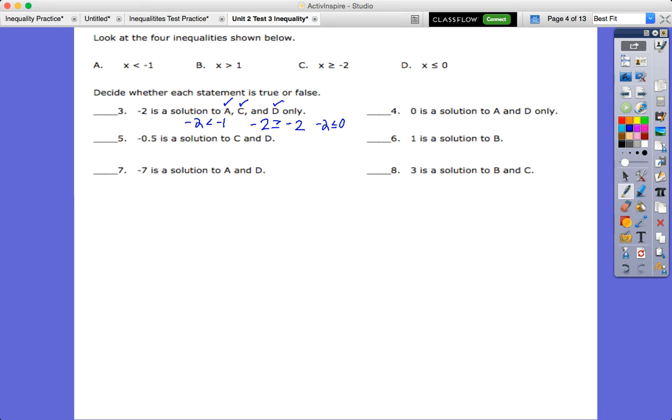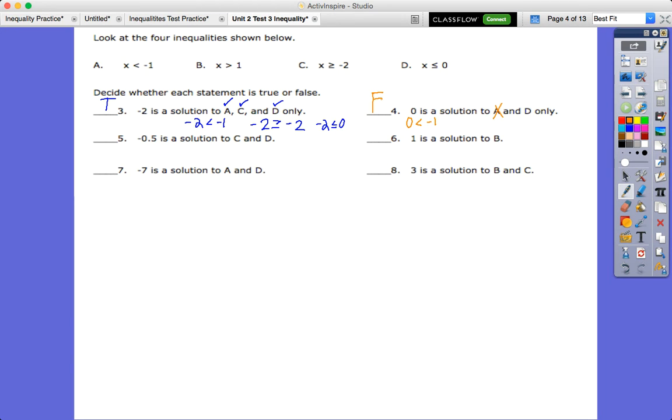So number 3 is true. Let's look at number 4. It says 0 is a solution to A and D only. So let's look at A. We'll say 0 is less than negative 1. Is 0 less than negative 1? That is not true, so we're going to write false.